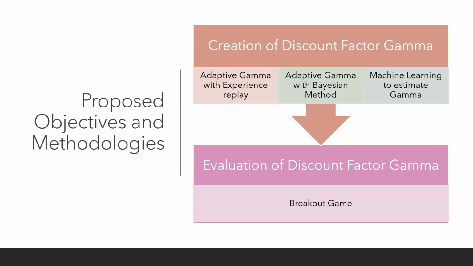And adaptive gamma with the Bayesian method: we use a probability method on the available episodes and available state action data to more accurately predict next, how much we should consider the future reward. And the third one is using machine learning to estimate the discount factor gamma.